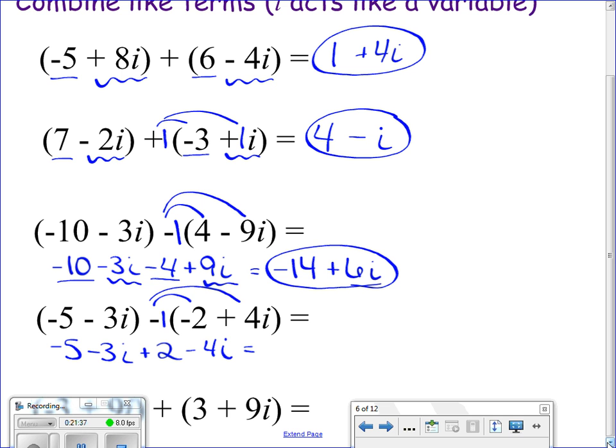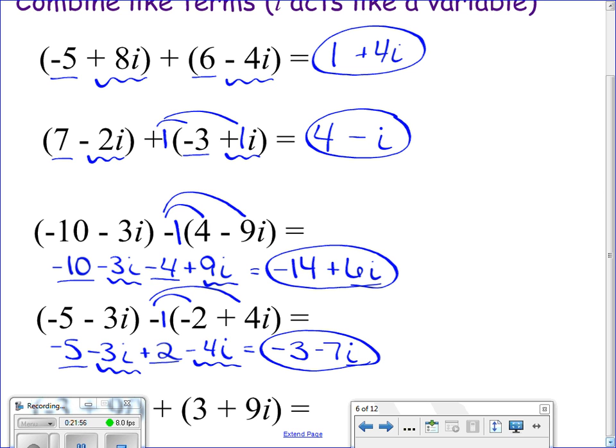Ramon? It's perfect. -5 plus 2 gives me -3. -3i minus 4i is -7i. He's all over this one. Adding and subtracting is not so bad.